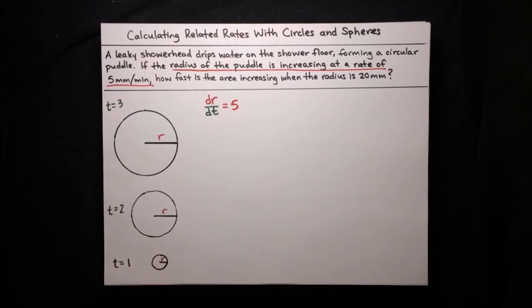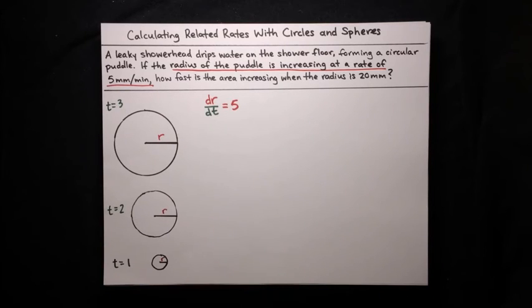Just to gain a bit more intuition, imagine what would happen if dr/dt were negative, say like negative 5. That would mean that the radius would be decreasing with respect to time, and thus the radius would be shrinking, and so would the area of the circle. If dr/dt were 0, that would just mean that the radius is not changing with respect to time, and in such a case we would just have a circle of constant radius, so the circle wouldn't be growing or shrinking at all. But here we have a positive dr/dt, and thus the radius of the circle is growing.